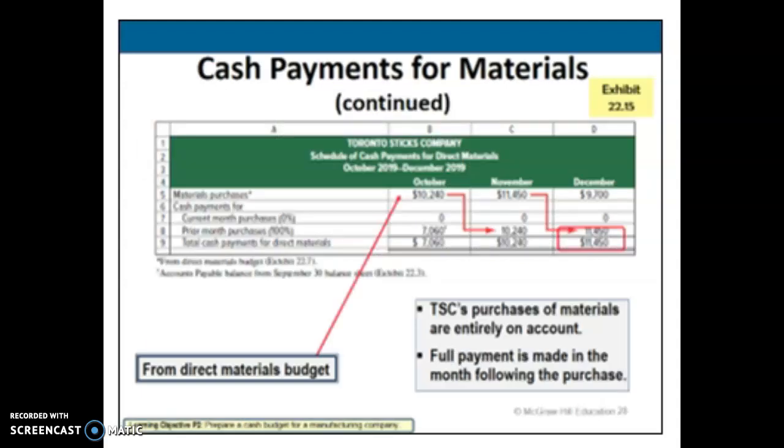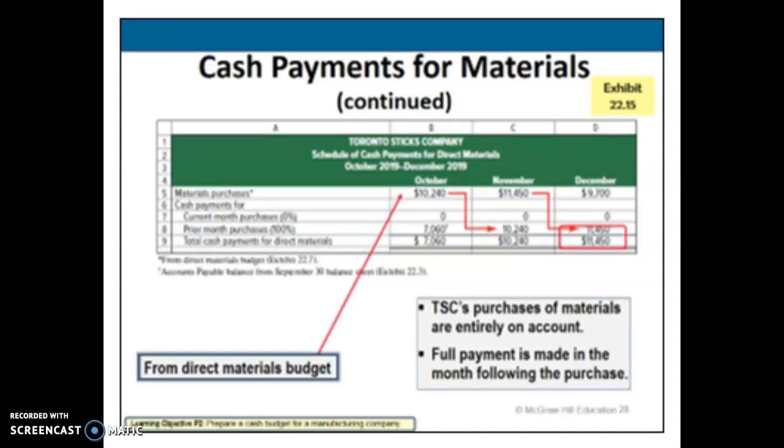All right, so cash payments for materials. Remember, the balance from the previous month is what we're paying the next month. So if we make full payment during that next month, we have to factor that in. We have a direct materials budget, and the plan for TSC is to purchase $10,240 of materials in October. But those purchases aren't going to be paid for this month. Instead, the material costs end up in the November column. We then add the balance owed from the previous month's purchases, which was September, of $7,060. So total cash payments for direct materials in October is $7,060.